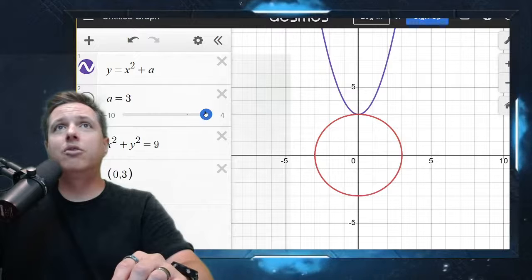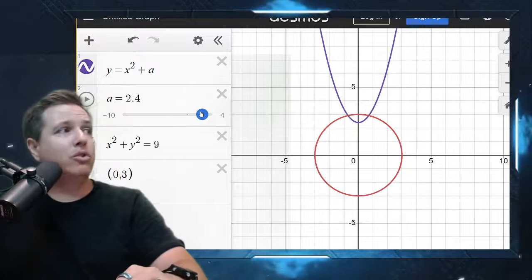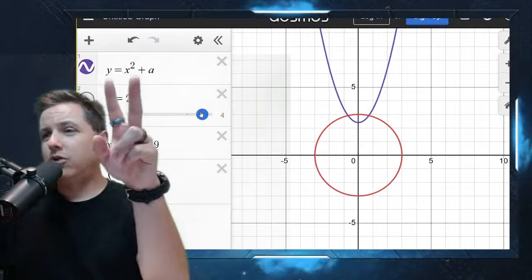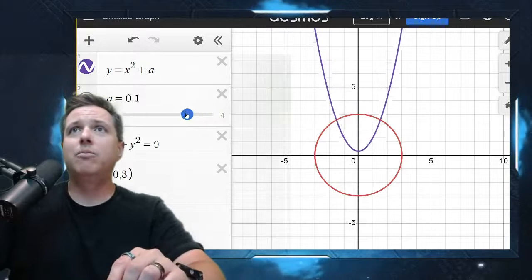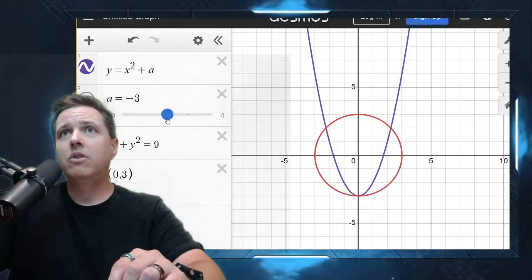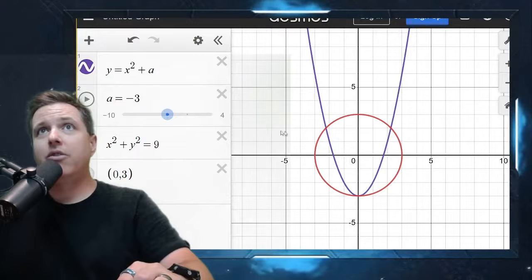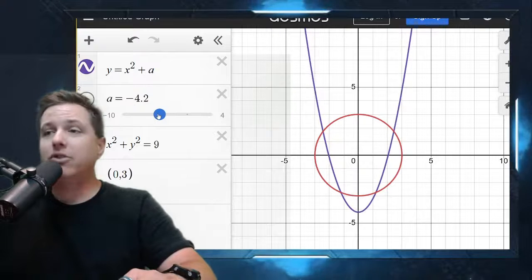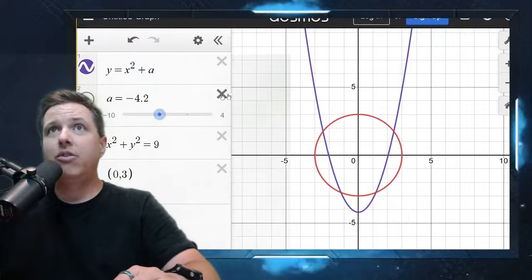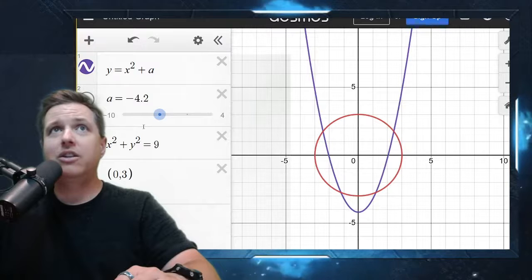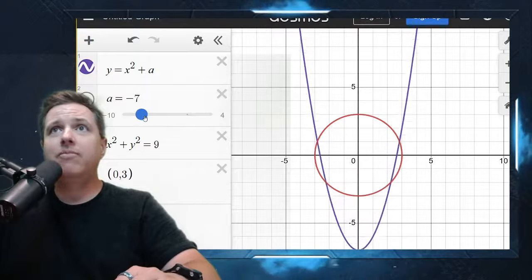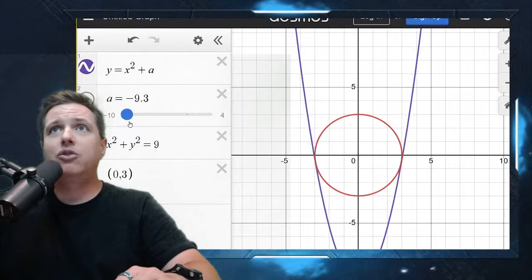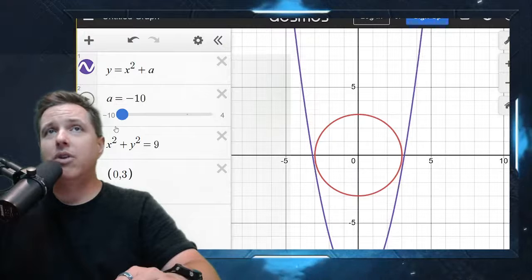Okay, let's move it a little bit more. Ooh, now we have 2 solutions. Now there's 2 solutions to this system. Okay, let's go a little bit more. Oh, 3 solutions, right? There are 3 points of intersection, so there are 3 solutions to this equation. What if I go a little bit further? Now there's 4. Now there are 4 points of intersection, and if I keep going, okay, now we're back to 2. Now we're back to 0.